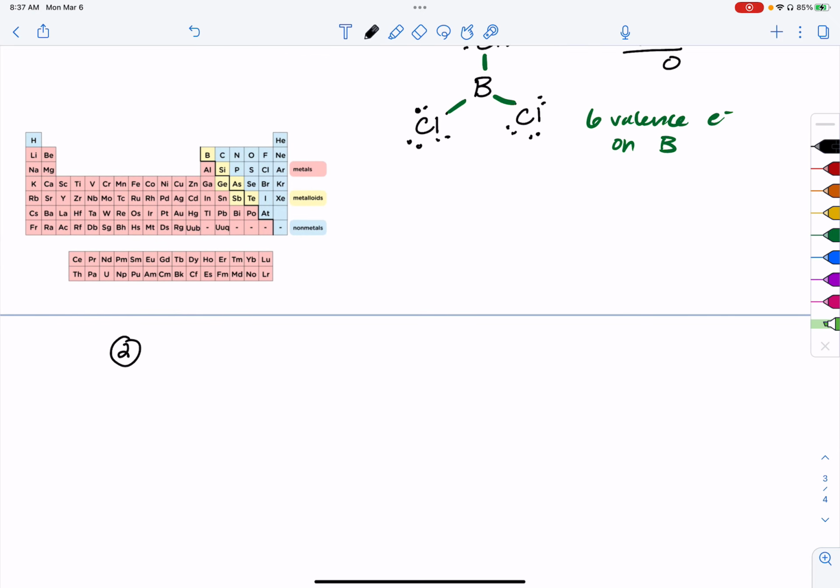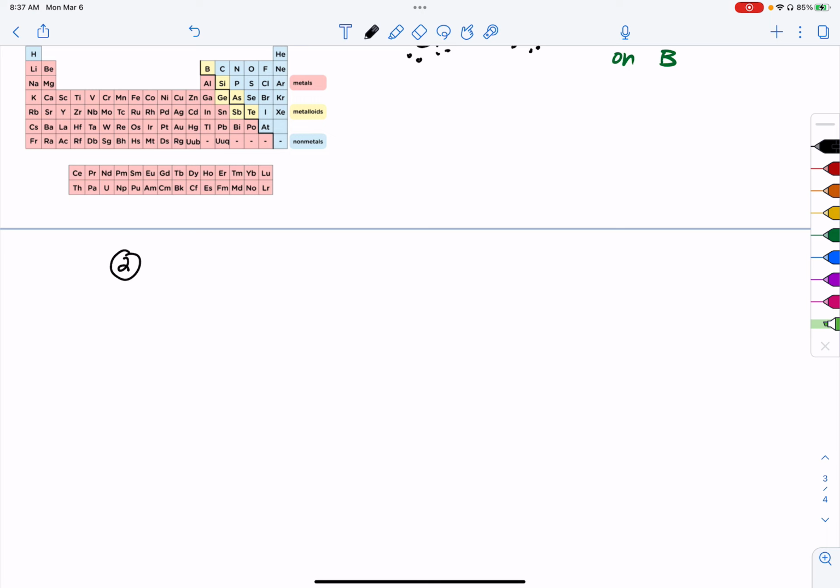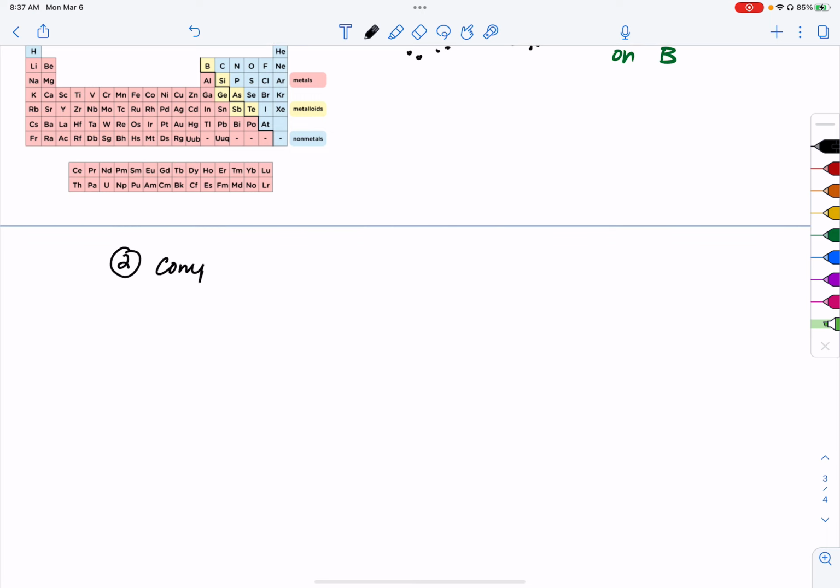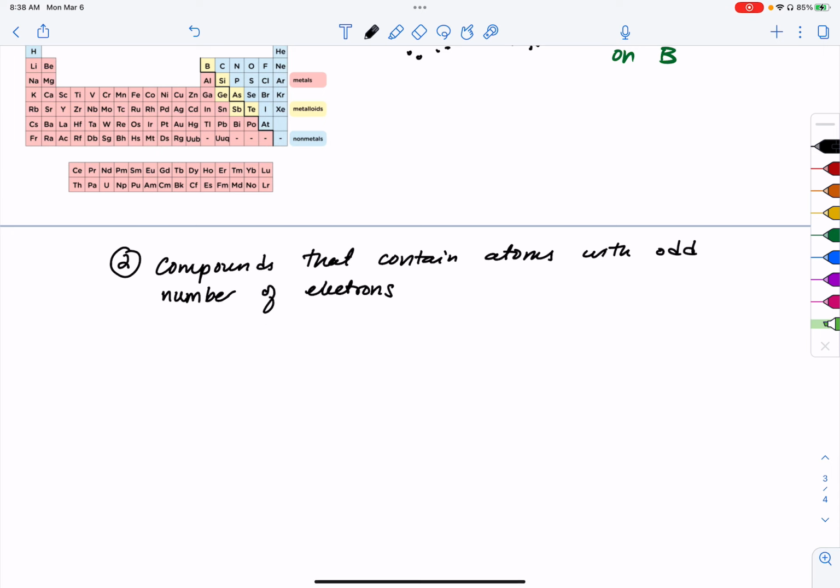The next exception to the octet rule is for compounds that contain atoms with an odd number of total electrons.